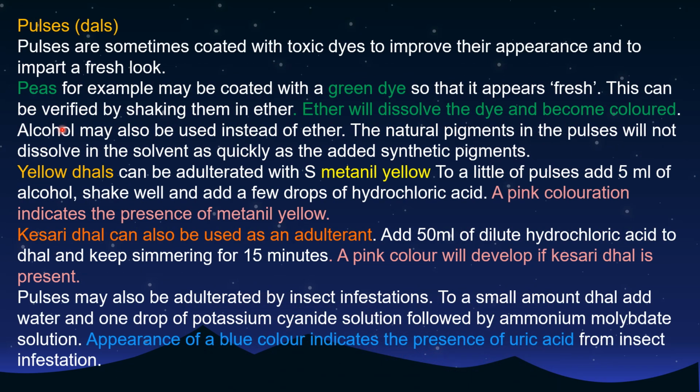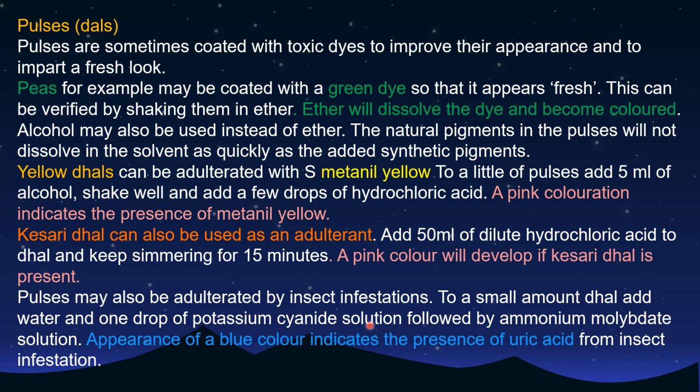Next is dal. For dal, the peas and all, they will add green dye for aesthetic appearance. If we add ether, it will turn green, showing the presence of dye. Likewise, yellow dal can be adulterated with metanil yellow. The same test which we did for turmeric applies: 5 ml of alcohol and concentrated hydrochloric acid. If we add it, a pink color will show the presence of metanil yellow. And if kesari dal is used as an adulterant, we heat our dal with 50 ml of dilute hydrochloric acid, and if kesari dal is there, a pink color will come.